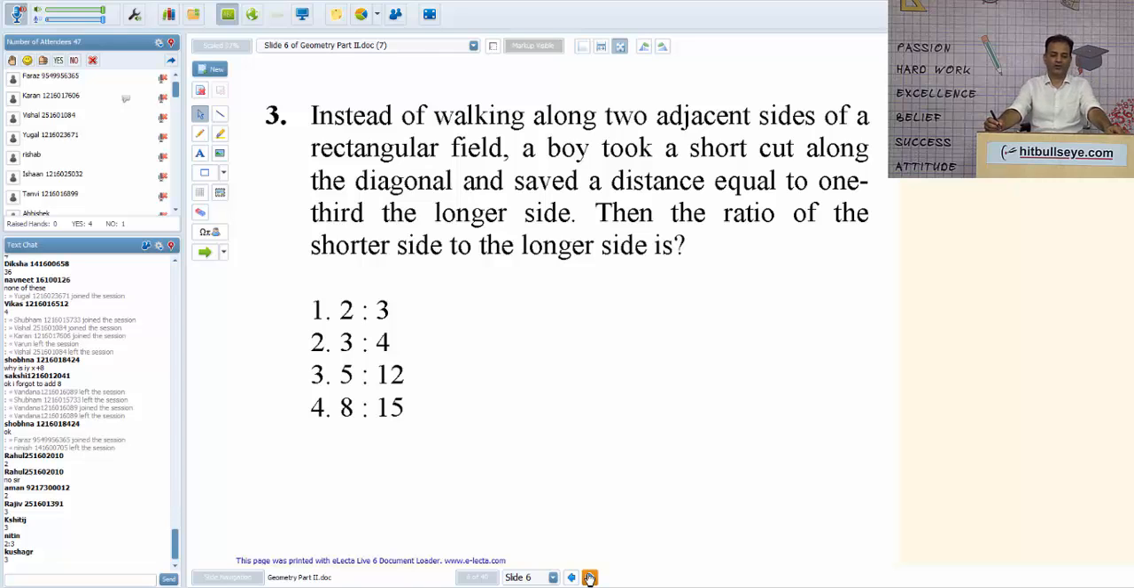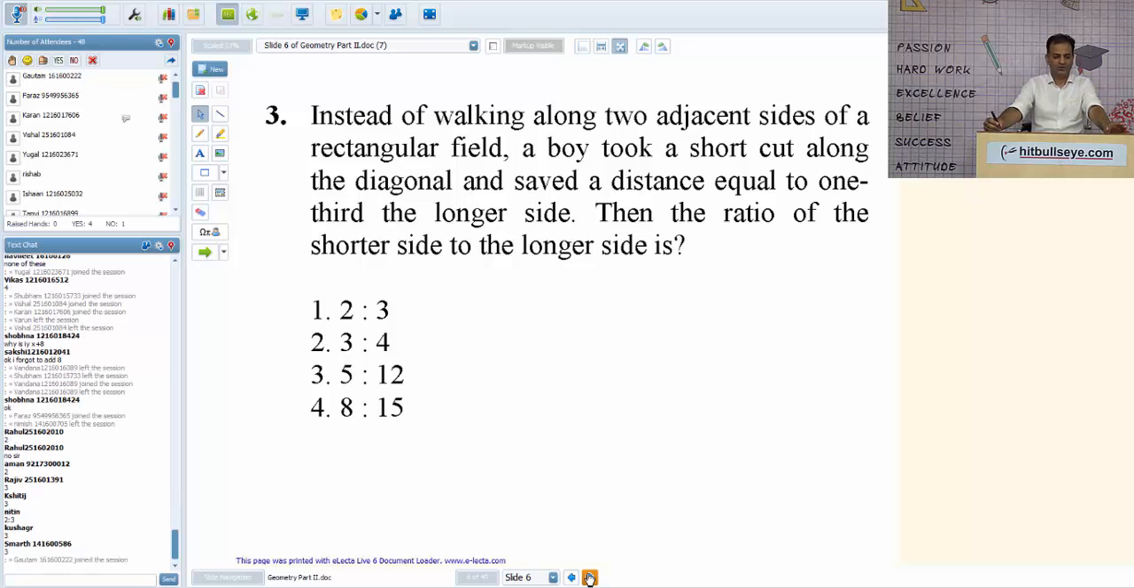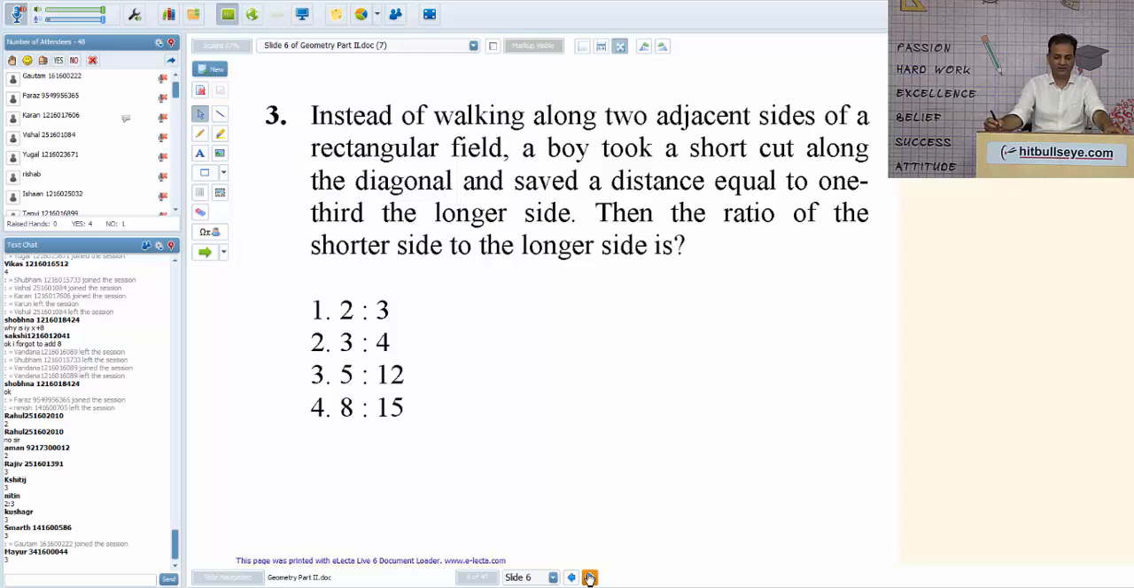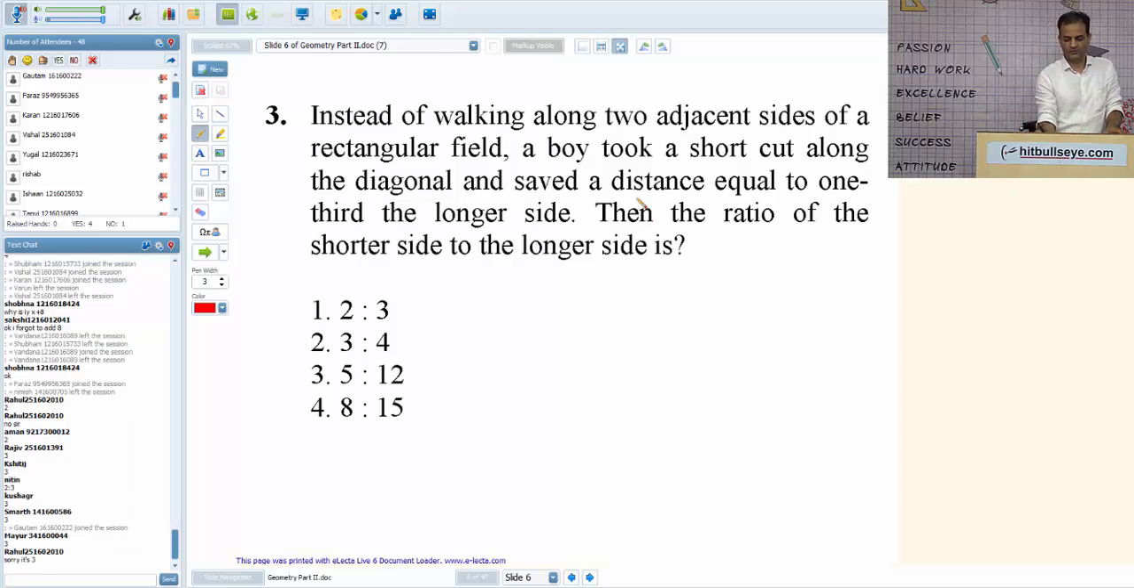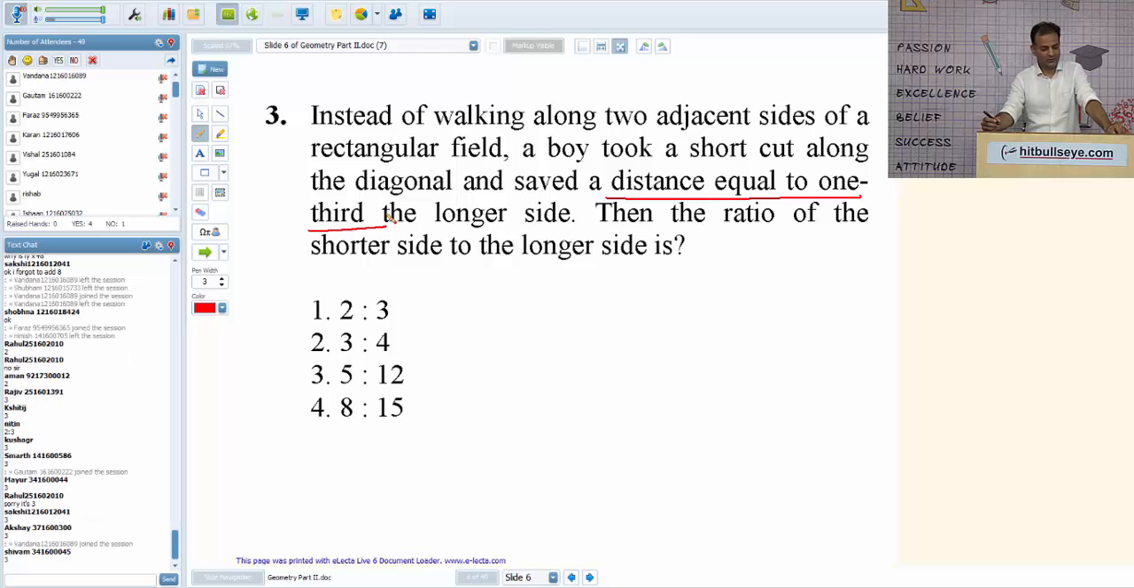A boy walking along adjacent sides of a rectangular field. Diagonal is the hypotenuse for the right angle triangle. Base square plus length square, that is breadth square, equal to hypotenuse square. So friends, see the language, and saved. What is the distance saved? Equal to 1/3 the longer side. Ratio of the shorter side to the longer side. Okay, Rahul, answer is third option. Sakshi, third option. Very easy, you can do it orally, friends.